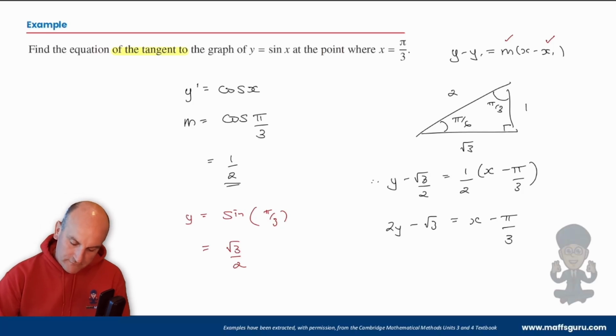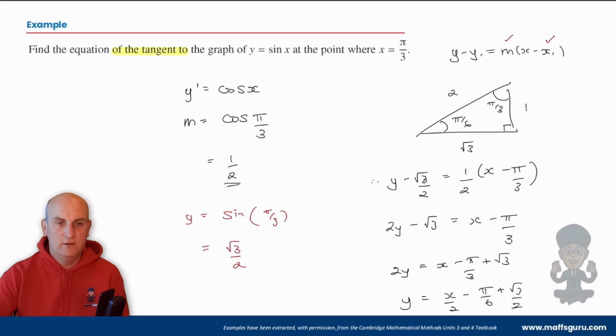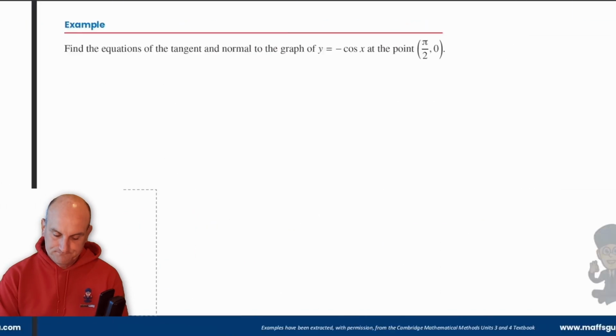Add root 3 to both sides gives me 2y is equal to x minus pi on 3 plus root 3, and divide everything by 2 is going to give me y is equal to x on 2 minus pi on 6 plus root 3 on 2. Sorry that I seem to run out of space there. It's not particularly user-friendly. Quite long, this question, really. But there we go. That is my correct answer.